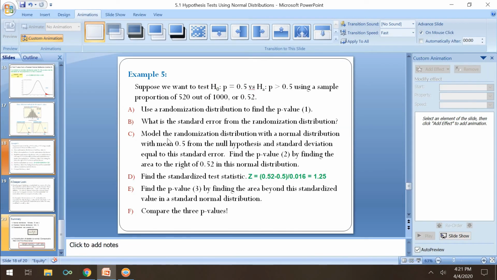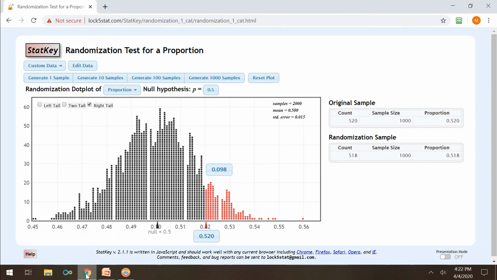Part C, model the randomization distribution with normal distribution with the mean of 0.5. I'm given the mean. Remember, you always follow the null from the null hypothesis, and the standard deviation using the standard error that you found. So we're finding the p-value using the normal distribution. Normal distribution. So let's go over here.